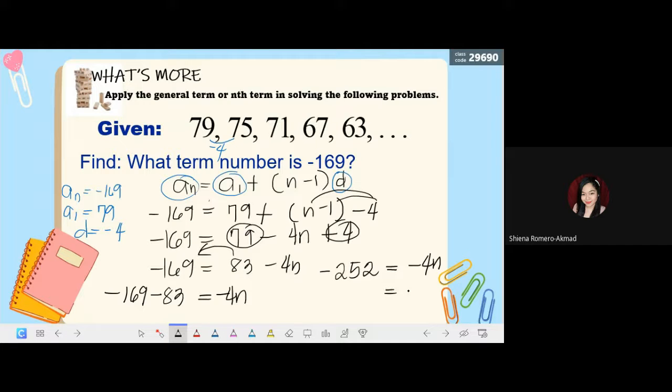And divide natin both sides negative 4 and negative 252 sa negative 4. Cancel. Then our n now is equal to negative 252. Anong negative? Negative times negative ay divided by negative, positive. Yes, Denver. What's your answer? Kate? 63 po. Positive 63. So, check na natin.